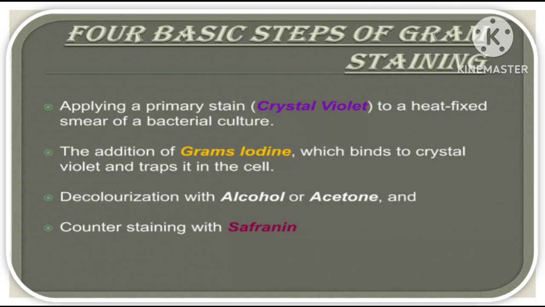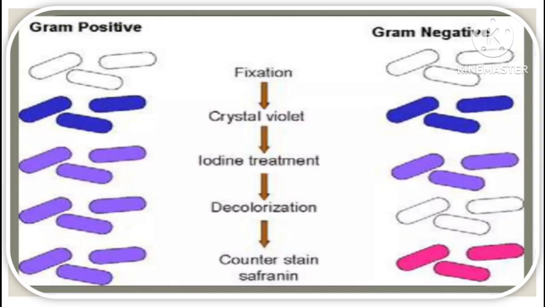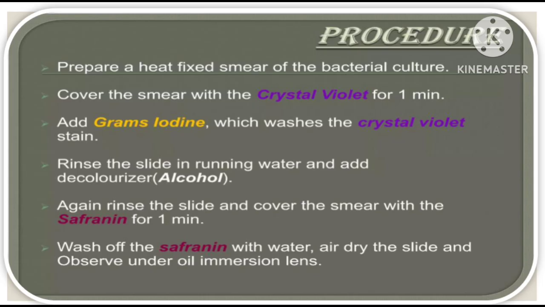There are four basic steps of Gram staining. Applying a primary stain, crystal violet, to a heat fixed smear of a bacterial culture. The addition of Gram iodine, which binds to crystal violet and traps it in the cell. Decolorization with alcohol or acetone, and counter staining with safranin.